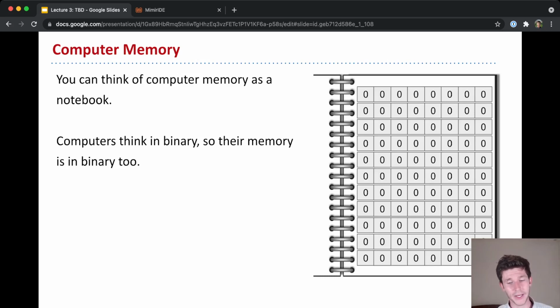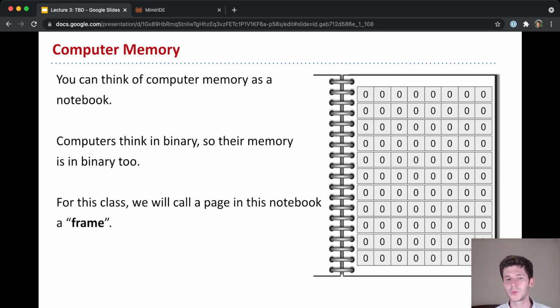Except I'll just point out that technically the computer is thinking in binary, so it's writing everything in the notebook in binary too. And so here I have all zeros on my notebook page just to represent a blank page, a blank page of memory, for the computer. To make sure we just keep using the same language for this class, and actually in your future CS classes, we'll start it now: we're going to call a page in this notebook a frame. So this thing on the right, which is the computer's scratch paper, its memory, is called a frame.